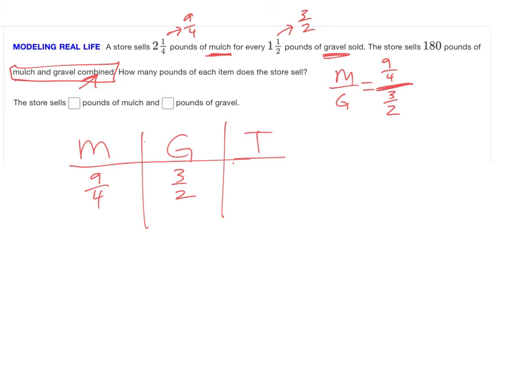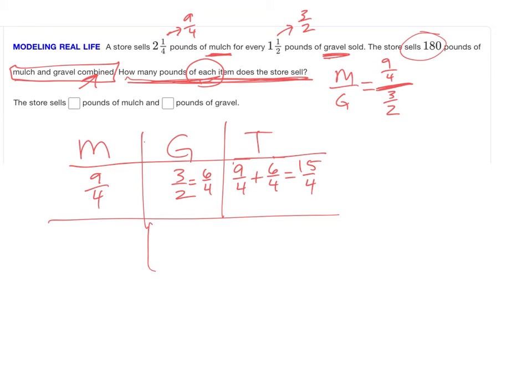So the total is adding it. 9/4 plus 3/2, and I'm going to turn this 3/2 into 6/4 so that I have a common denominator, and that is going to equal 15/4. Okay, so now it asks me how many pounds of each of them was sold, if I sell 180. So if I go over here, I need to know 180, and then it wants to know what are these two things.